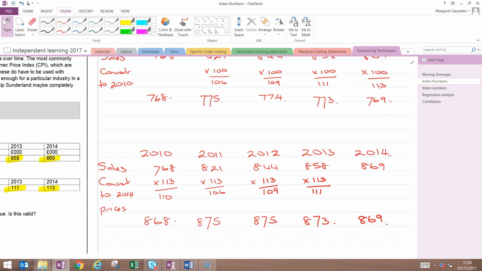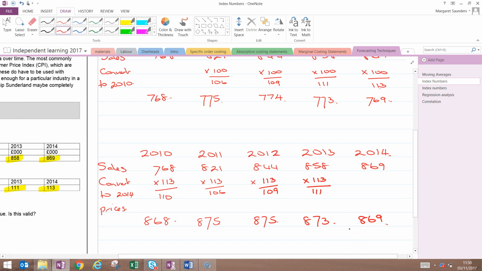So what we have done here is, rather than converting them all to 2010, we've converted them all to 2014. We can see there is a similar pattern. 2010-11 saw an increase. There is a slight decrease between 11 and 12, it's just not showing it due to rounding, and then decrease year on year after that.